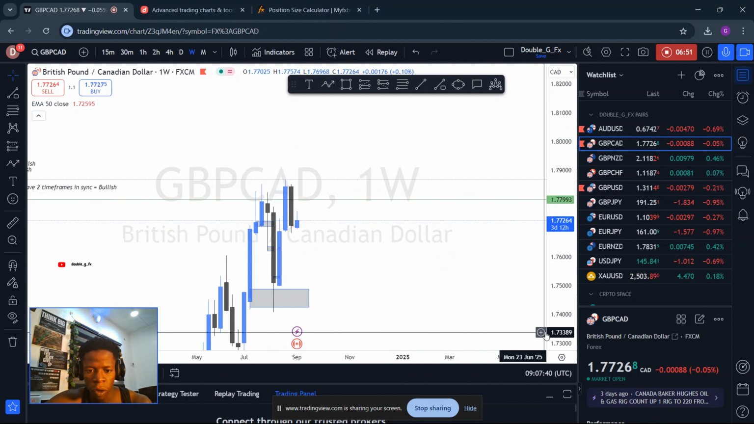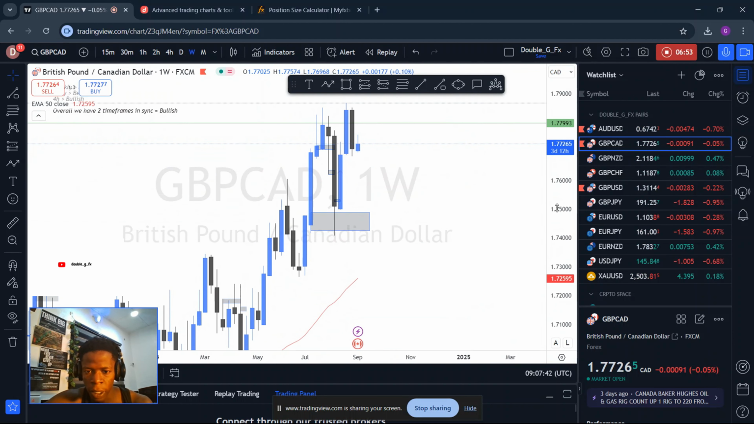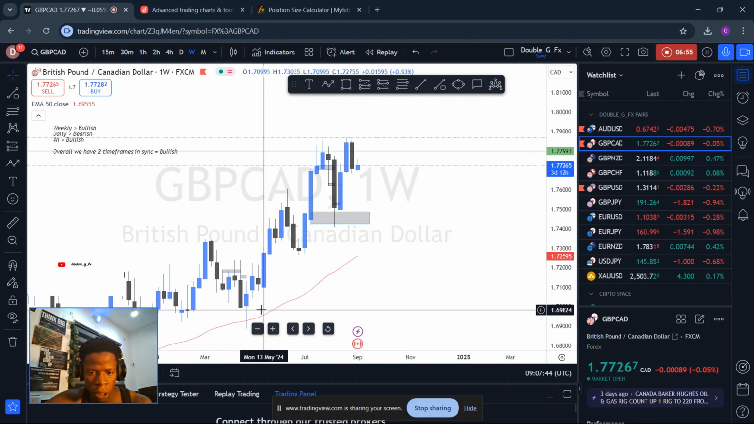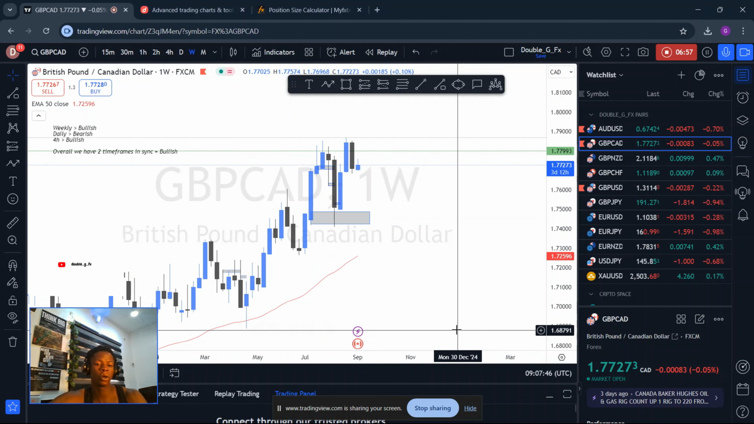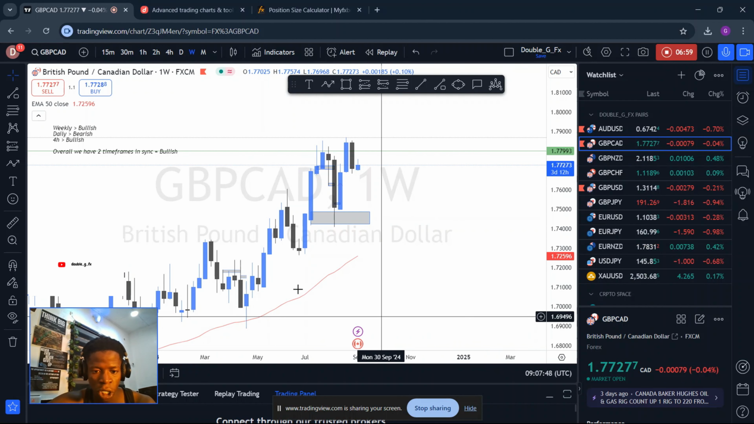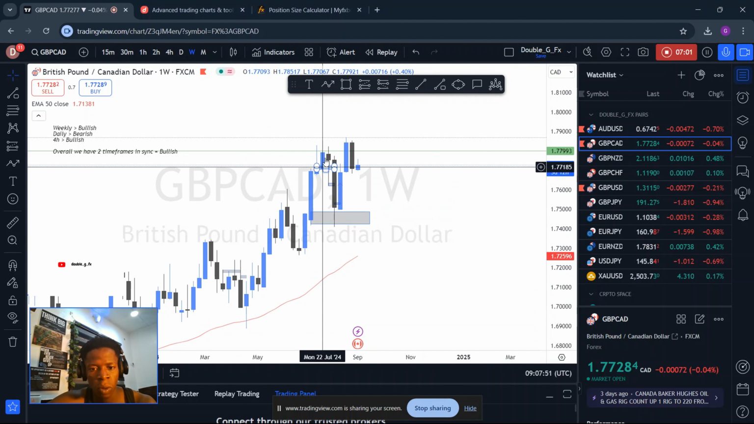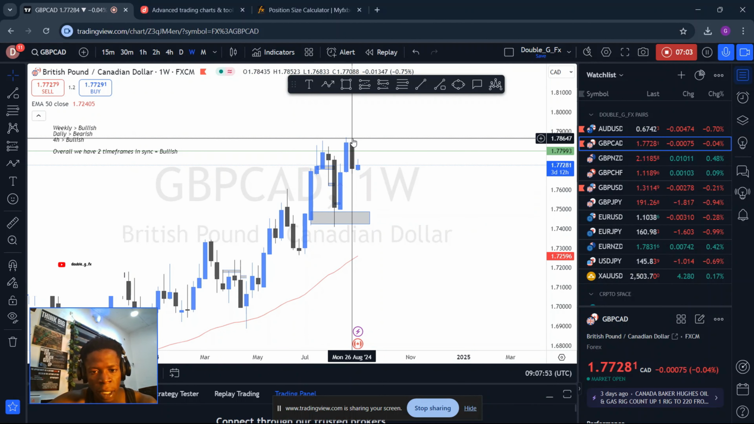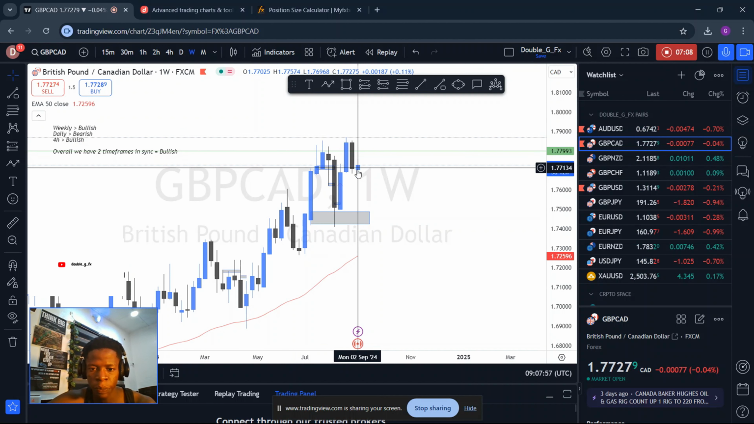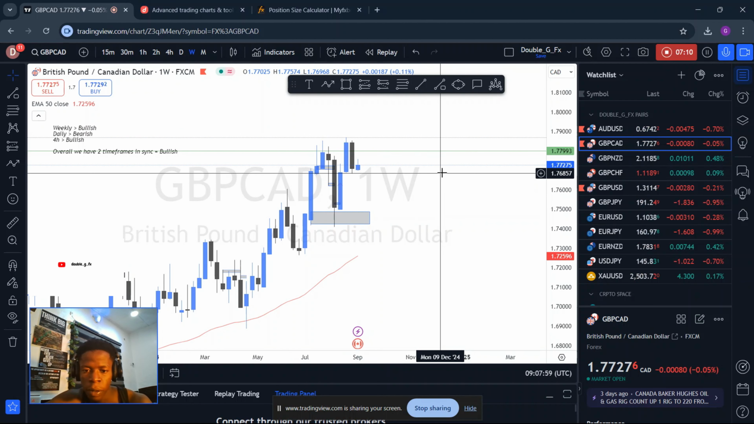On the weekly time frame on GBPCAD, you can see price has been on a bullish trend. On our weekly time frame, price is bullish. It's giving us a series of higher high, higher low, higher high, higher low, higher high, because this high is higher than this high. Then last week it gave us a bearish print.